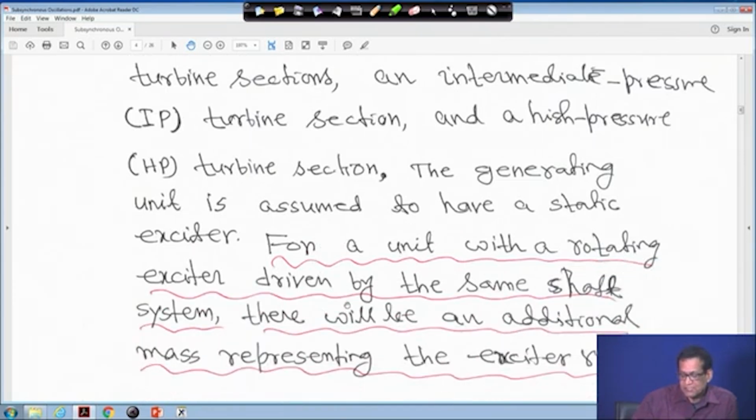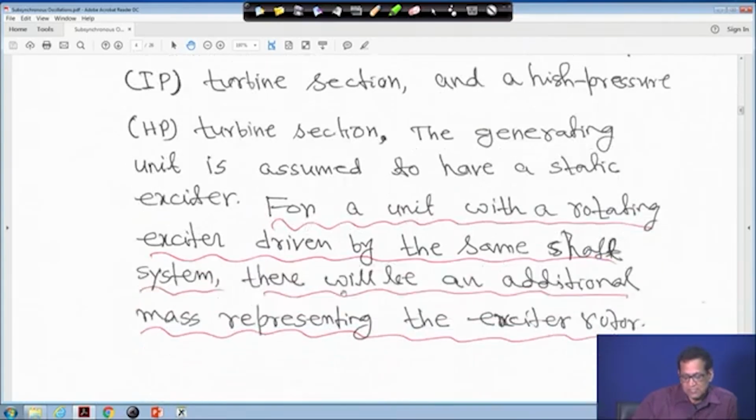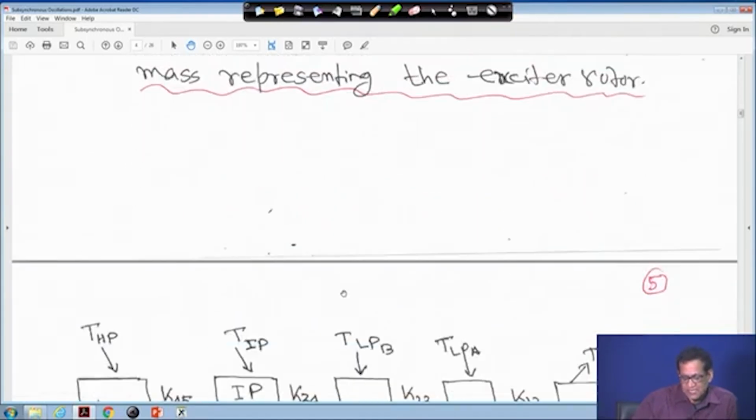For a unit with a rotating exciter driven by the same shaft system, there will be an additional mass representing the exciter rotor, but we are assuming the static exciter system. Otherwise, if you assume a rotating exciter, then you have to represent it by an additional mass. So, that means we will come to figure 1.